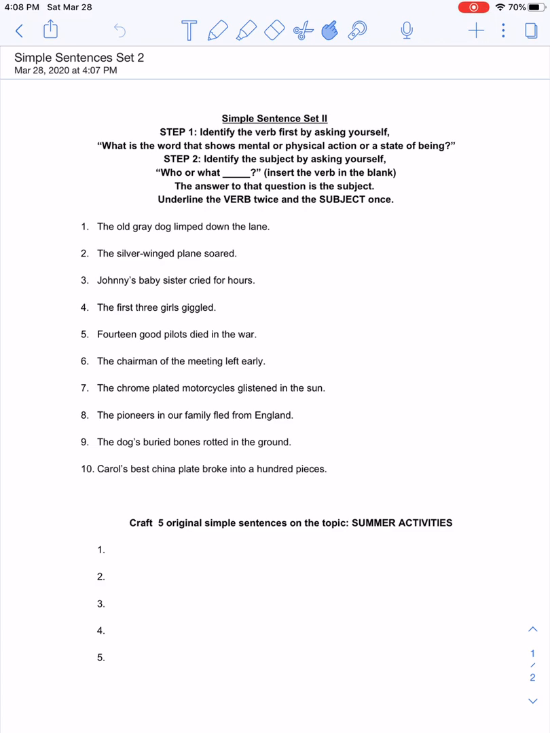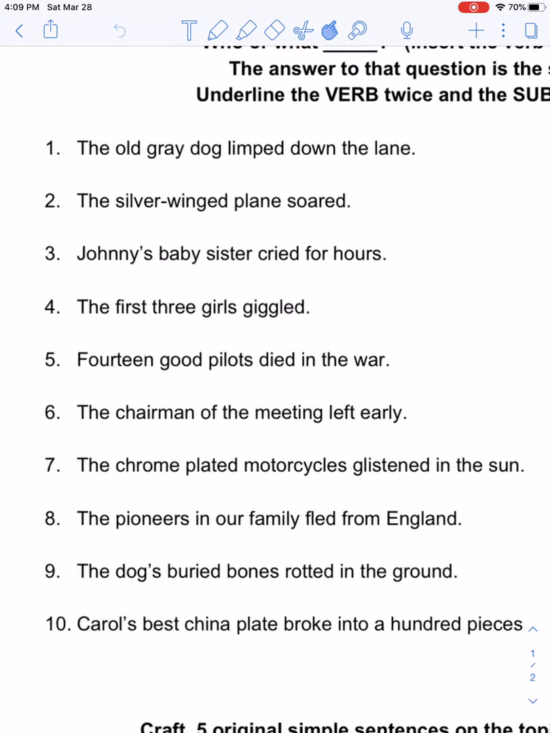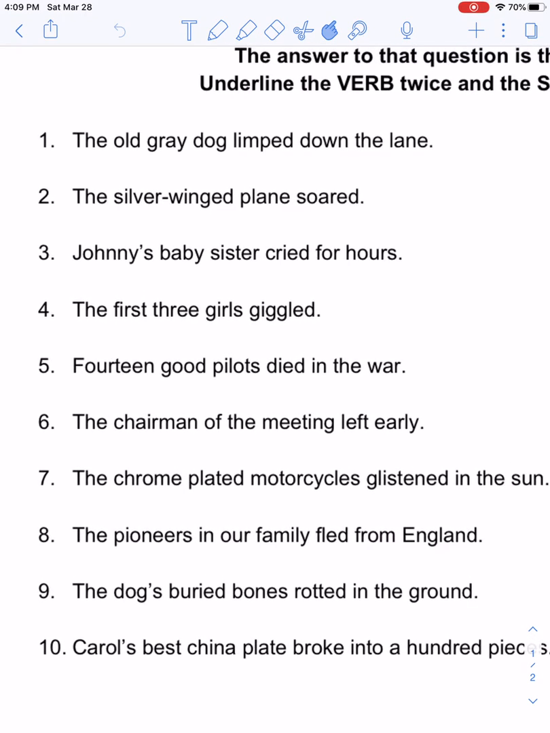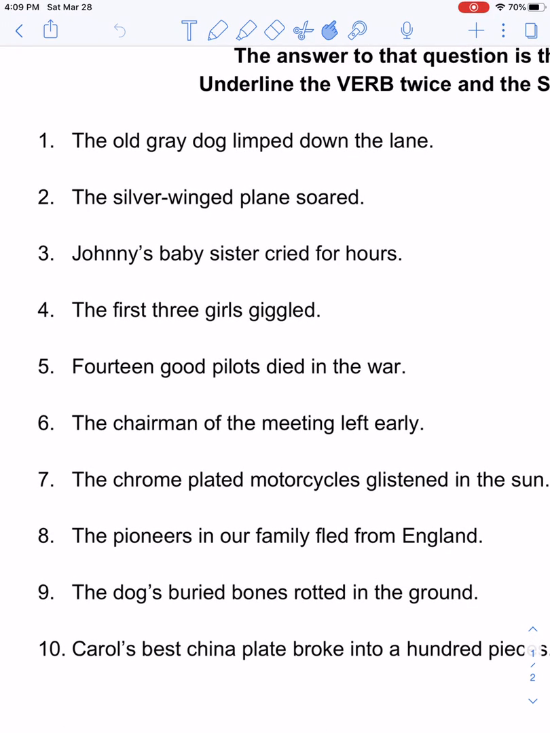For example, when we apply the verb-subject identification procedure to the first sentence in example set 2, the old gray dog limped down the lane. Let me try that again. The old gray dog limped down the lane. Let's look for the verb. The verb is limped.